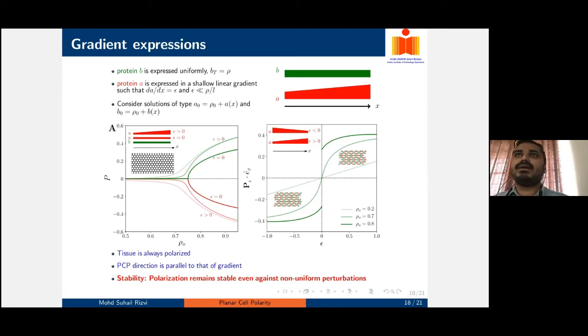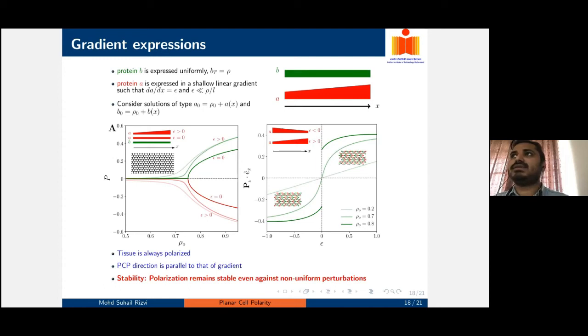Another thing which is very interesting is that when we look at the stability of these solutions in the presence of this global gradient, what we found is that the polarization remains stable even against non-uniform perturbation. So that means the gradient of one of the proteins actually does many things simultaneously.